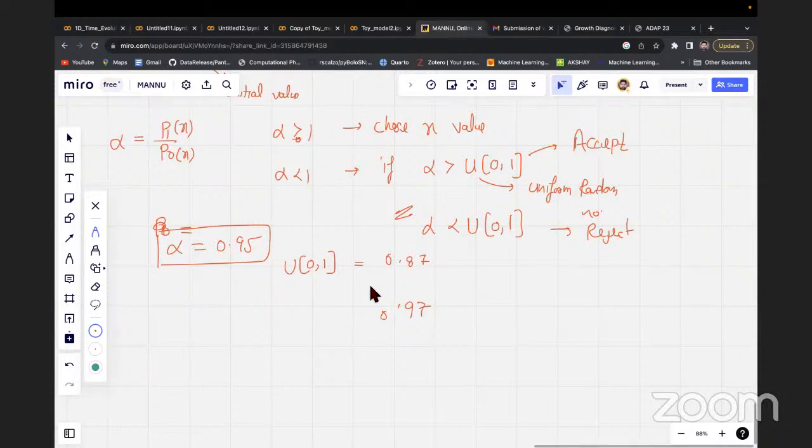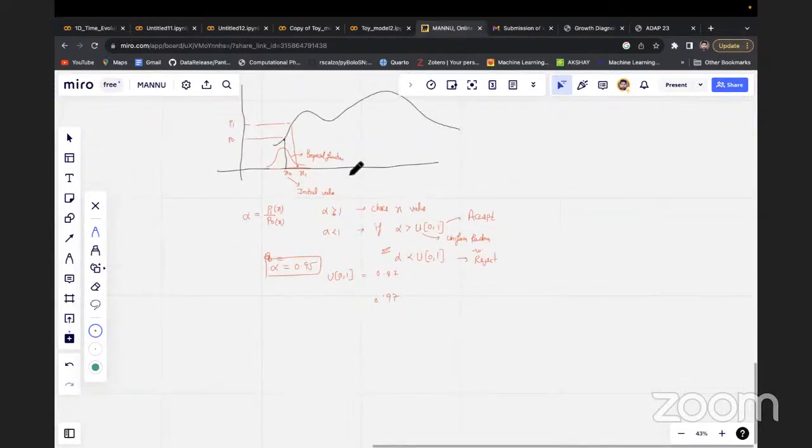Okay, is it making sense? So this way of doing the exercise, this is the algorithm. That's all. This algorithm is known as the Metropolis Hastings algorithm. Okay. Is there any issue with this?